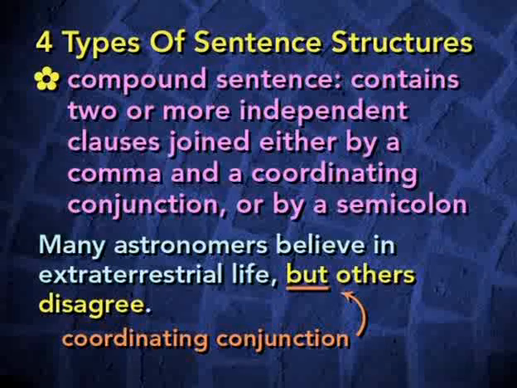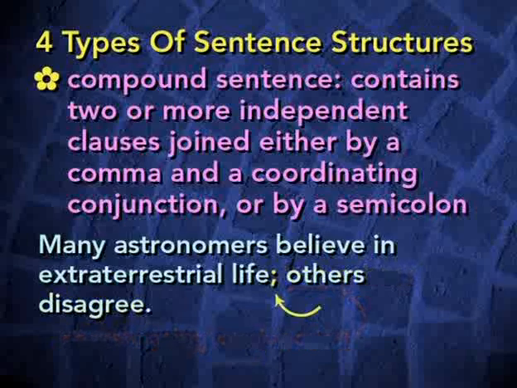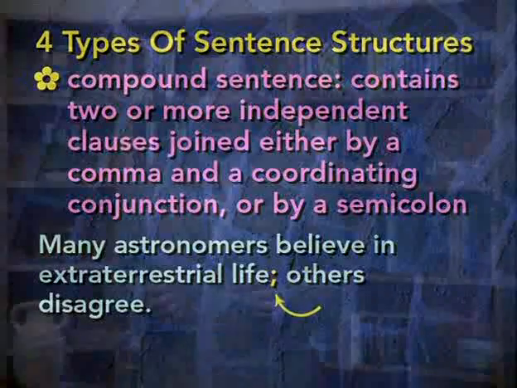Now remember, we said there's another way of creating a compound sentence, and that is to use a semicolon in place of the comma and the coordinating conjunction. So this sentence would also be correct if it read as follows. Many astronomers believe in extraterrestrial life, semicolon. Others disagree. This would also be a correct way of creating this compound sentence. The point, a compound sentence consists of two independent clauses, and there are two alternative ways of joining them to make a single sentence.